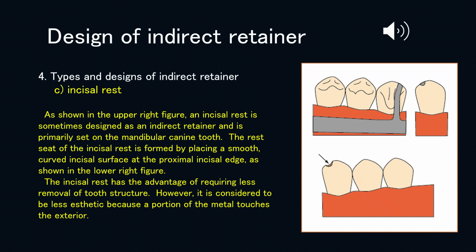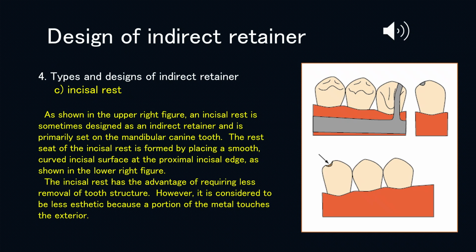Four. Types and designs of indirect retainer. C. Incisal rest. As shown in the upper right figure, an incisal rest is sometimes designed as an indirect retainer and is primarily set on the mandibular canine tooth.